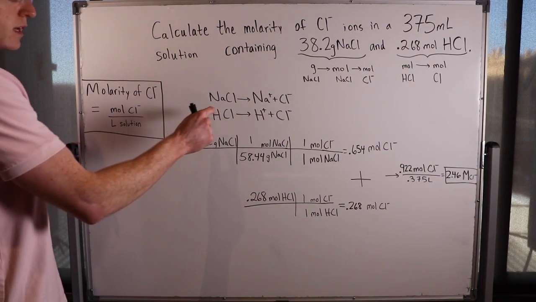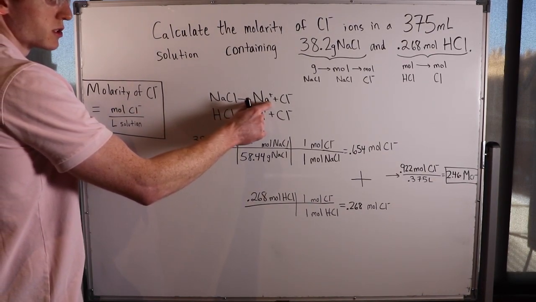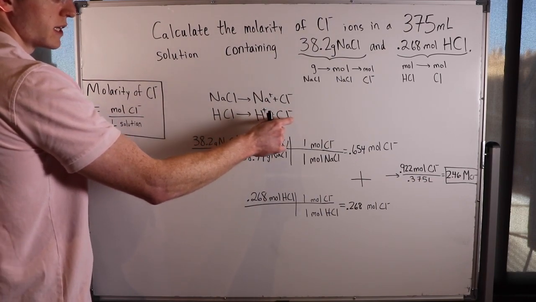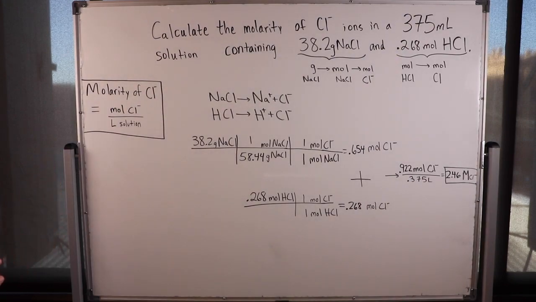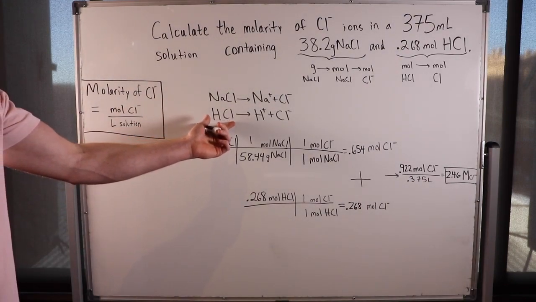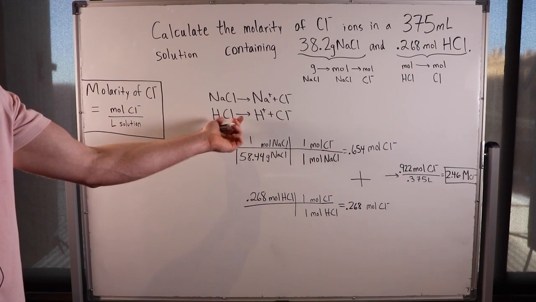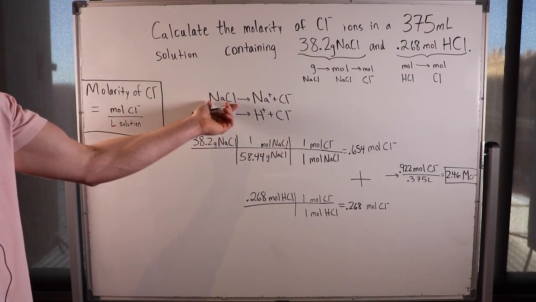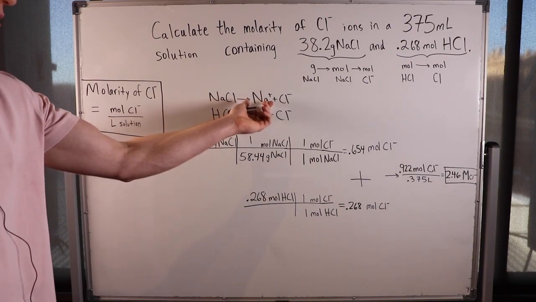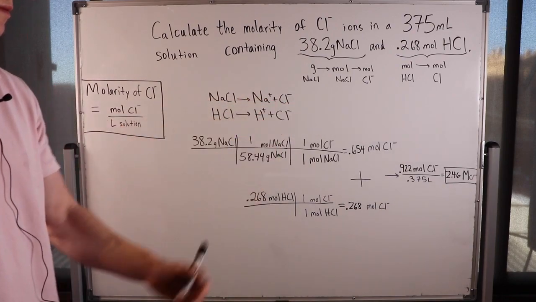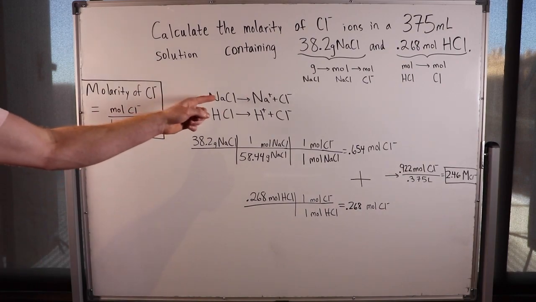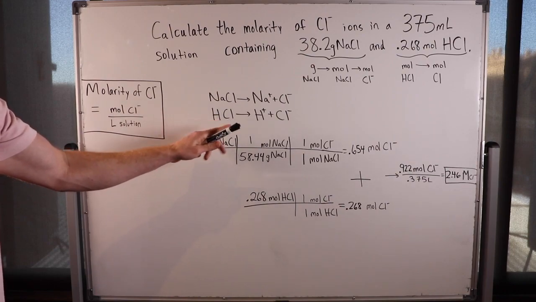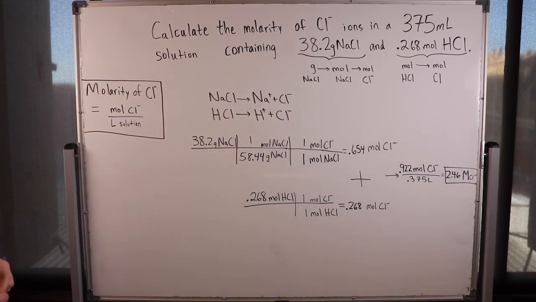So that means that this salt will completely dissociate into its ions, and this acid will completely dissociate into its ions. So that means that whatever mole amount that we start with of HCl will end up with the same molar amount of H plus and Cl minus, and whatever molar amount we start out with of NaCl will end up with the same molar amount of Na plus and Cl minus, because they completely dissociate. So all of this will turn into this, all of this will turn into this. Make sure you understand that.